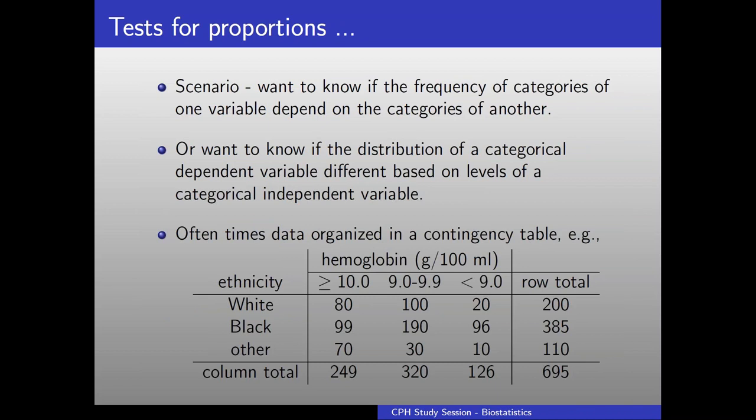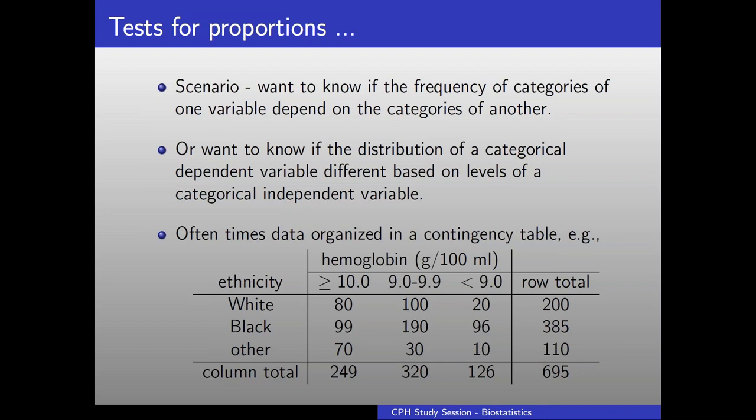Test of proportions. The scenario is you want to know if the frequency of categories in one variable depends on the categories of another. So unlike the test of means, we have categorical variables, because it doesn't make sense to talk about means for categorical variables, but we can talk about proportions. Or you want to know if the distribution of a categorical variable is different based on the levels of another categorical variable.